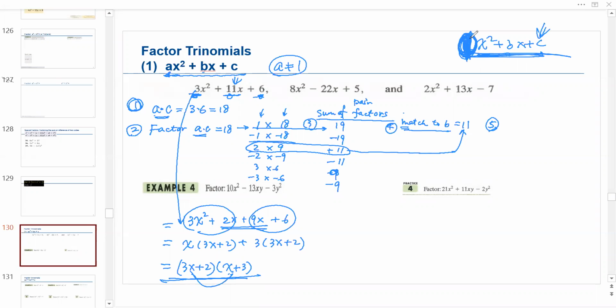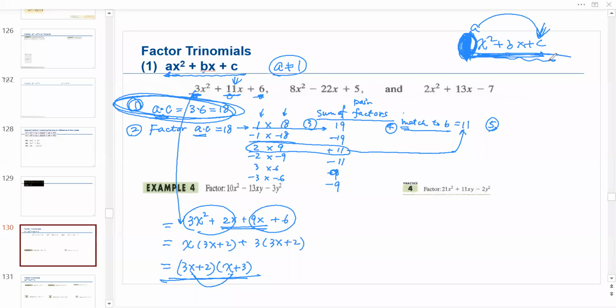When the degree is 2 and the coefficient is not 1, we do A times C first. We add an additional step here, A times C, before we factor. Additional step, A times C first, and then do the process, similar to here. All right, let me print screen this one first. You guys can save the screen first as well.